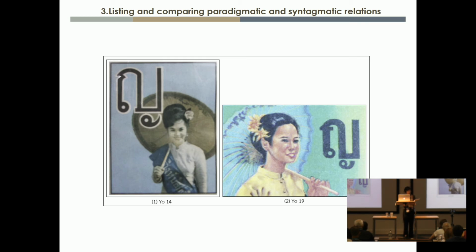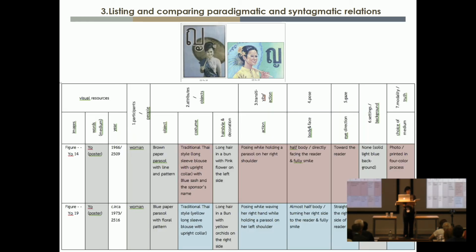Then I arranged those syntagms in the same way into the seven-category table which I previously explained. Now we can see the paradigmatic and syntagmatic relations among them. Both similarities and differences are revealed. In the table, I label the similarities in gray and the differences in blue and pink. After that, I repeated this process to analyze all other "yor" pages. During this procedure, I learned about varying sets of syntagm combinations that lead to different meaning potentials of women holding parasols, which will be explained later.